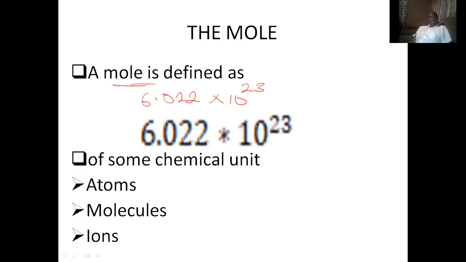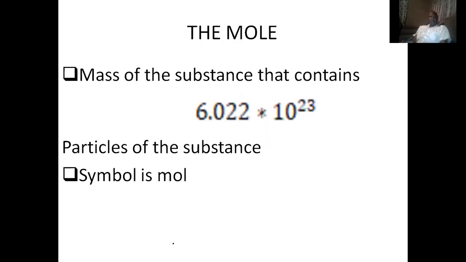So it is a chemical unit where the particles can be atoms, or molecules, or ions. So it does not matter. That's why I've said particles. Those particles can be atoms, or molecules, or ions. And so the mass of a substance that contains 6.022 times 10 to the power 23 particles of a substance is what is known as a mole.